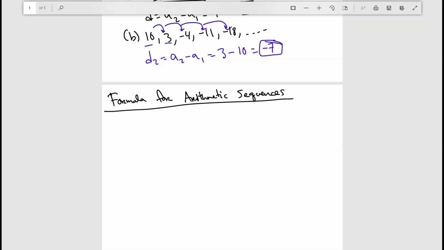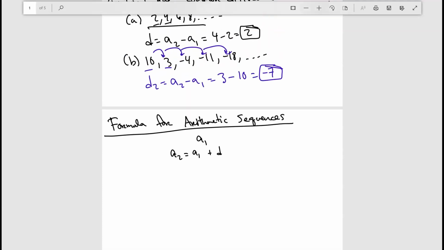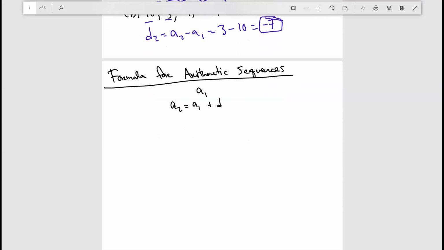So first I'm going to start off with the first one. I know that I'm going to start off with A1. That's the first term. Now in order for me to get the second term, I'm going to take A1 and add the common difference, right? So I'm going to take 2 and add this 2 and I'm going to get 4. That's how I get the second term.